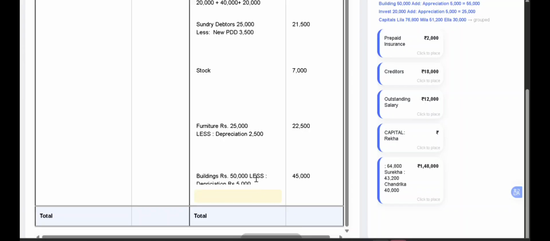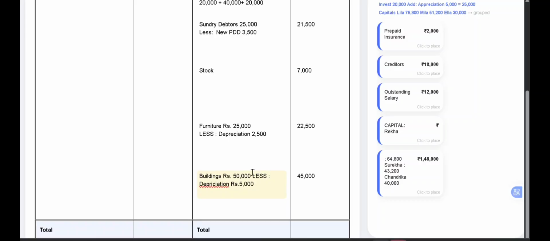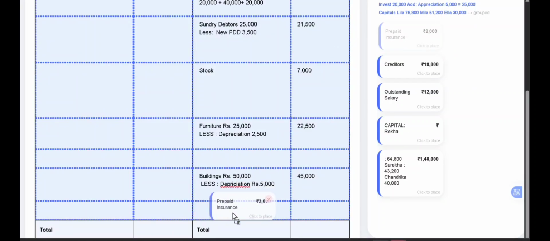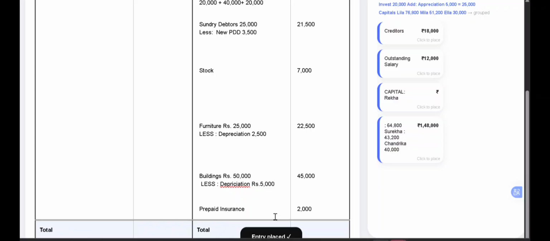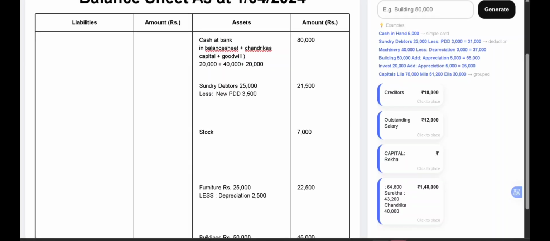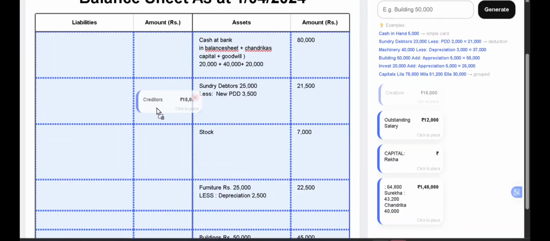The buildings are being revalued, so we are going to write it here. 50,000 less the depreciation 5,000. So the actual value of buildings in the new balance sheet will be 45,000. And next, the prepaid insurance, which is given in the adjustment. This prepaid insurance is the expense which is paid in advance, so it is treated as an asset. So we are going to write it in the balance sheet, prepaid insurance 2,000. So these are the entries which will appear on the asset side of the new balance sheet.